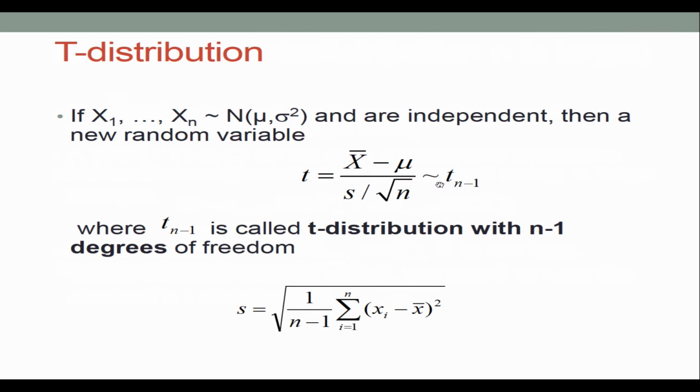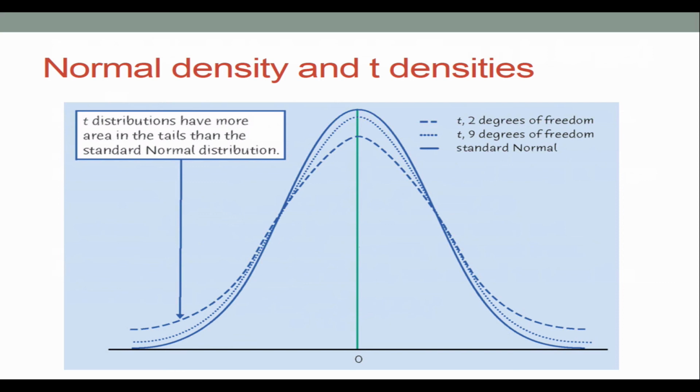When the sample size is small, this quantity is distributed as a t distribution with some degrees of freedom. This t distribution has one parameter, the degrees of freedom, which is associated with the sample size. So n is your sample size. Then this quantity is distributed as a t distribution with degrees of freedom n minus 1. And in this formula, S is just the standard deviation from your sample. Here, the picture shows you the difference between the t distribution and the normal distribution. The solid line is the normal distribution.